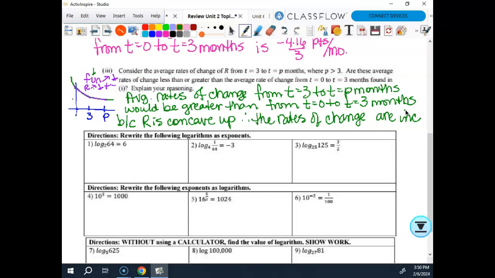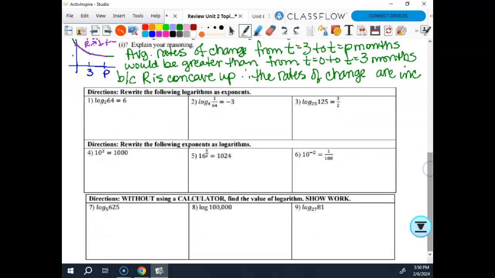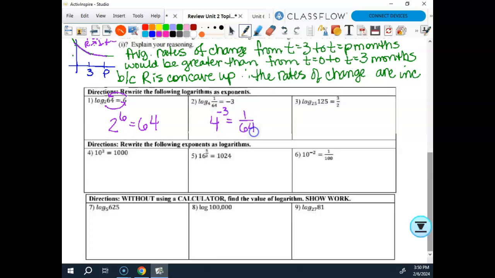Okie dokie. Let's look at these last few. So these, if I look at 1, 2, and 3, I'm not solving for anything. It says rewrite. We literally just rewrite. The base of the log is the base of the exponential. That's my exponent, 2 to the 6th equals 64. True statement. Base 4 to the negative 3rd power is equal to 1 over 64. Then 25 to the 3/2 power is equal to 125.